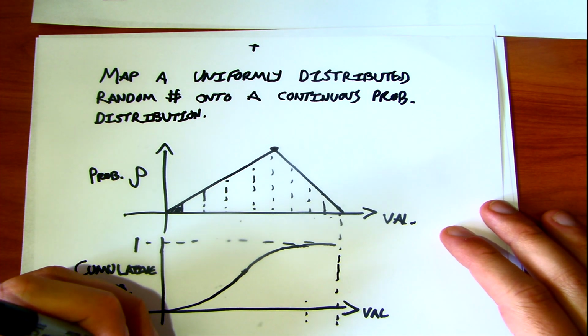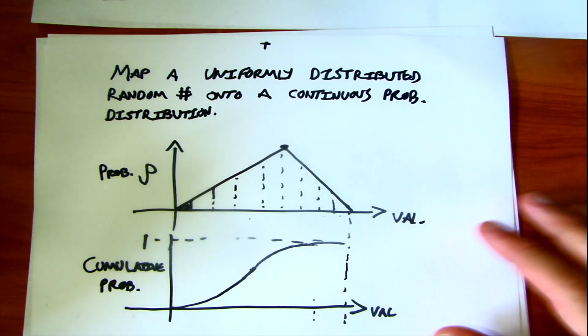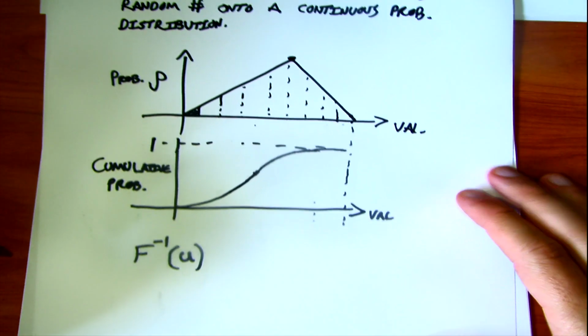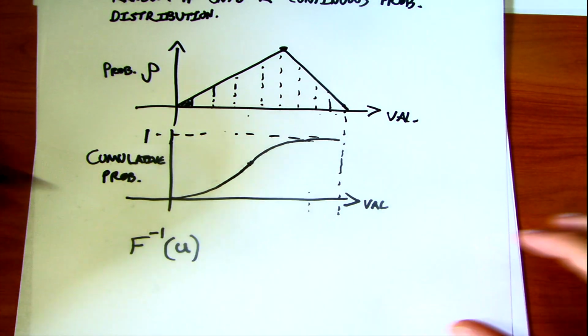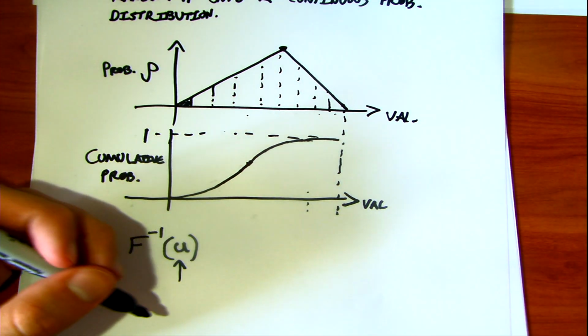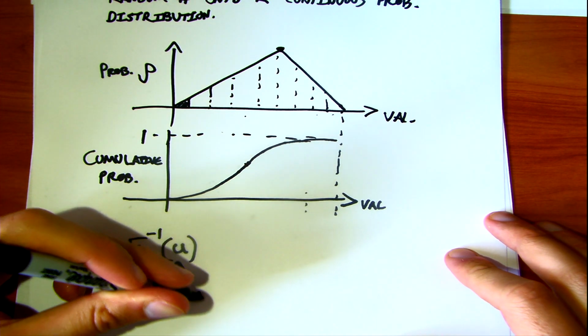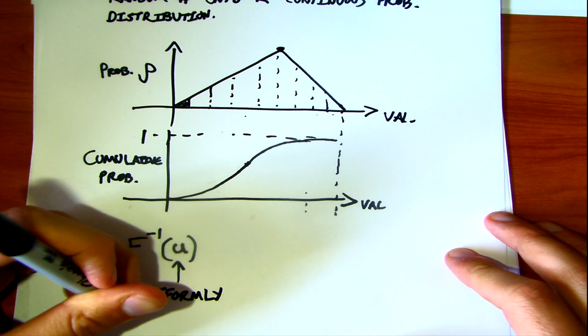So how to do this is something called inverse transform sampling, which looks something like this. So my inverse transform function is the F to the negative first thing. U is my uniformly distributed random number.